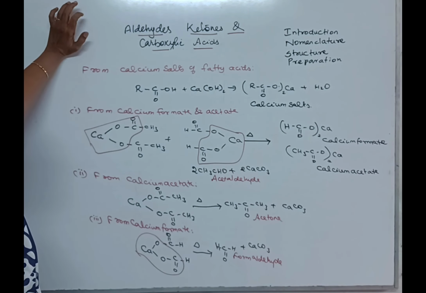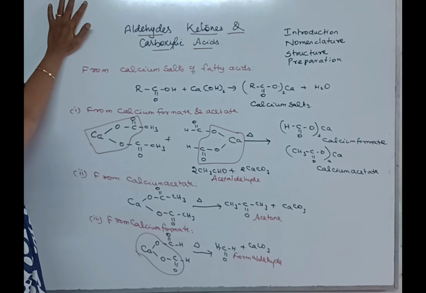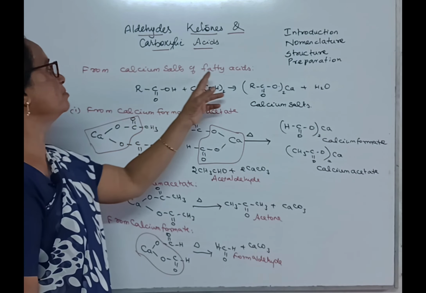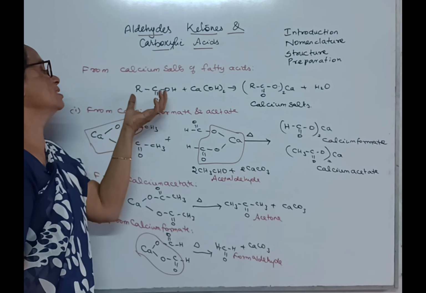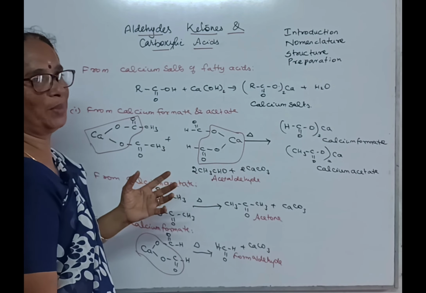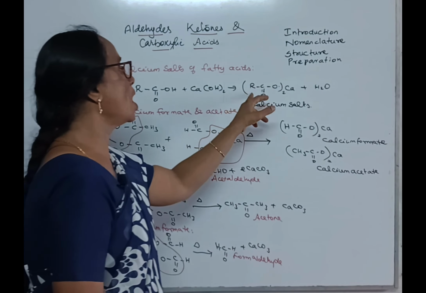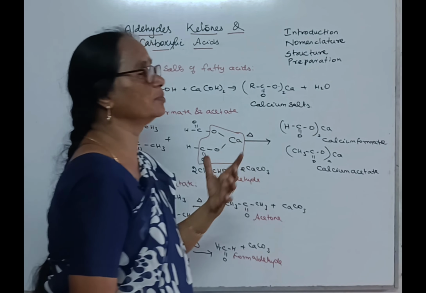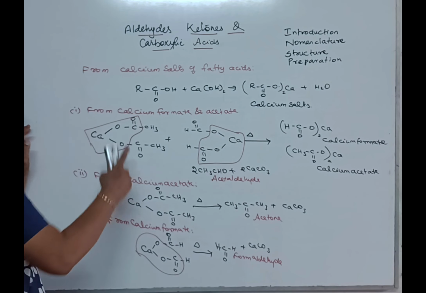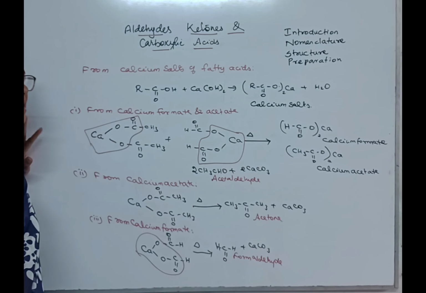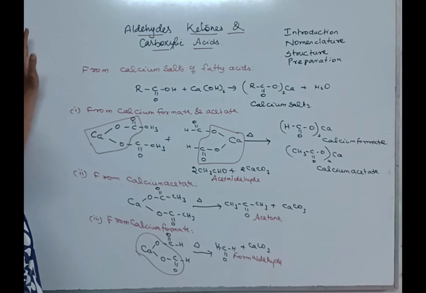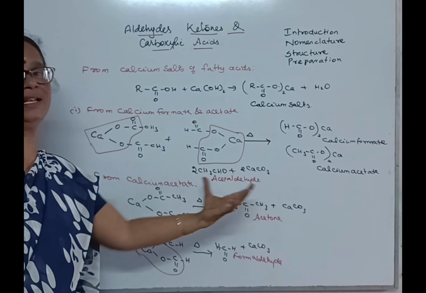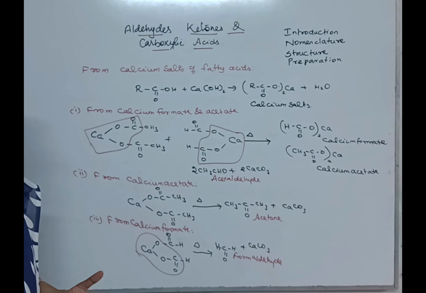The last method of preparation of aldehydes and ketones is from calcium salts of fatty acids. In fatty acids, the alkyl group should be a long chain. When this carboxylic acid is treated with a base, an acid-base reaction, it forms salt and water. We are getting calcium salts. These calcium salts depend on the size of the R group. You can get formaldehyde, the simplest aldehyde, acetaldehyde, or a ketone. But the R group only decides what kind of aldehydes or ketones you are going to prepare.